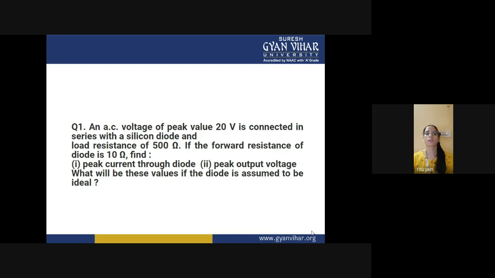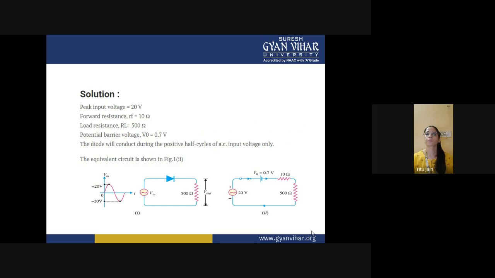What is it asking? It is asking for the peak current through the diode and the peak output voltage. What will be these values if the diode is assumed to be ideal? So let's come to the solution.